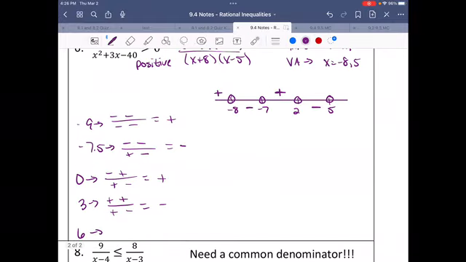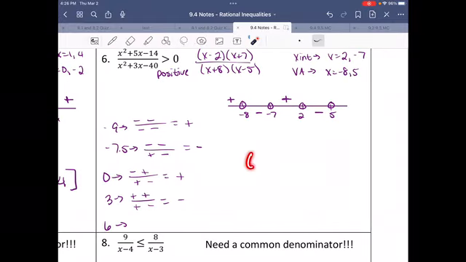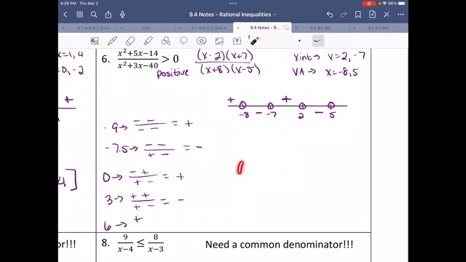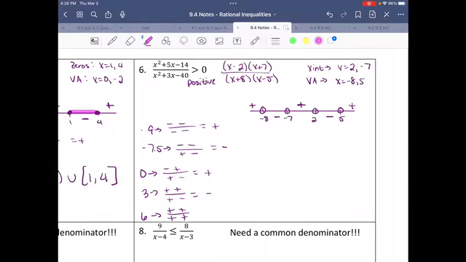And then I need a number greater than 5, so 6. Six minus 2 is positive. 6 plus 7 is also positive. 6 plus 8, still positive. And 6 minus 5, also positive.